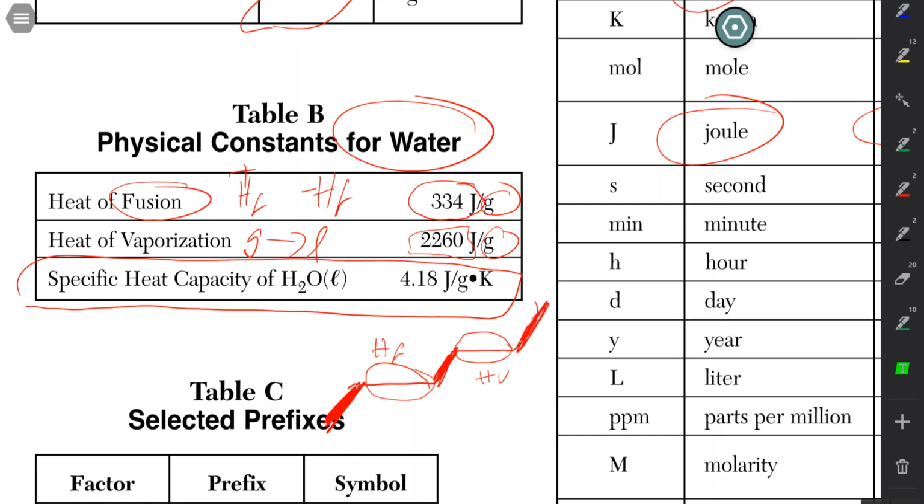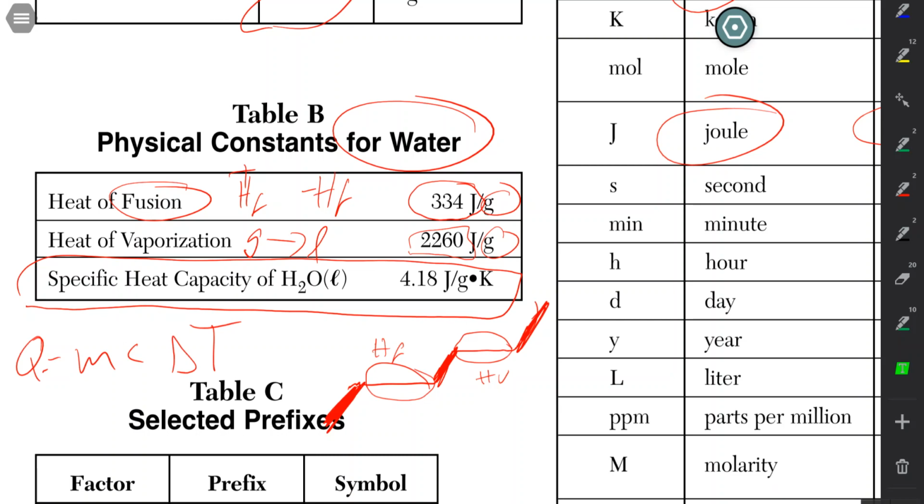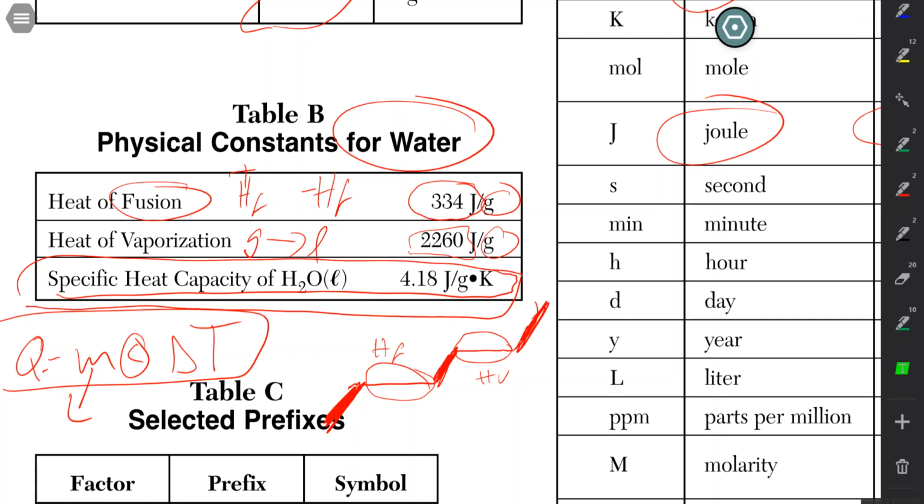So there's a formula on Table T that says Q equals MC delta T. So to calculate the amount of heat that's necessary to raise or drop the temperature, you use this formula. And that is the mass multiplied by the specific heat capacity, which is right here. For water, it's 4.18 joules per gram times Kelvin. Okay? And delta T is going to be the change in temperature.